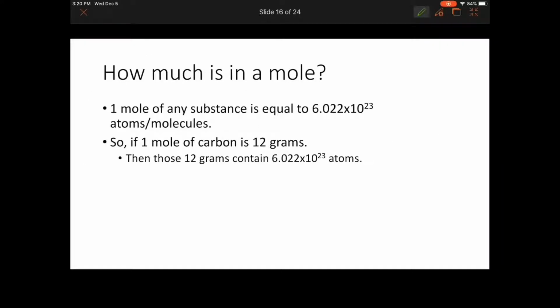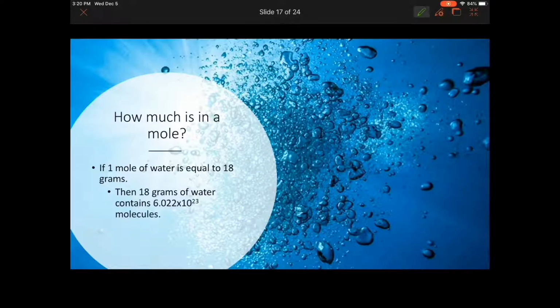How much is really in a mole? Well, if we're thinking about a mole of any substance, it is going to equal 6.022 times 10 to the 23rd atoms or molecules. So if I have 1 mole of carbon, I have 12 grams. Well, inside those 12 grams, I have 6.022 times 10 to the 23rd atoms. What if I was looking at a mole of water? Well, 1 mole of water is equal to 18 grams. And then in those 18 grams of water, I have 6.022 times 10 to the 23rd molecules.